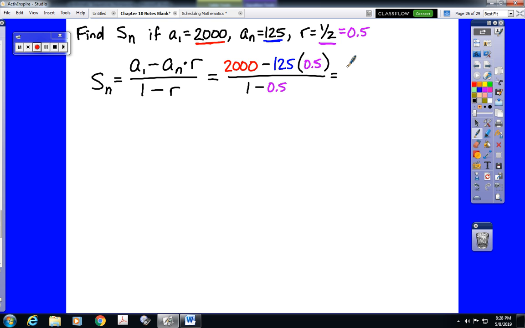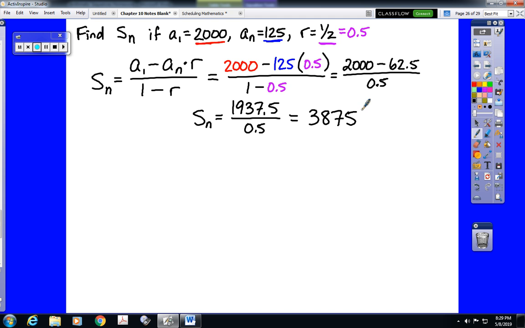Again, our goal here is to simplify that down to a single number. So we have 2,000 minus 125 times 1/2, which is 62.5, over 1 minus 1/2, which would be 1/2. So S sub n is 2,000 minus 62.5, which is 1,937.5, divided by 0.5. So carry that out, divide by 0.5, and we get that the partial sum is 3,875. That does it for basic geometric series.